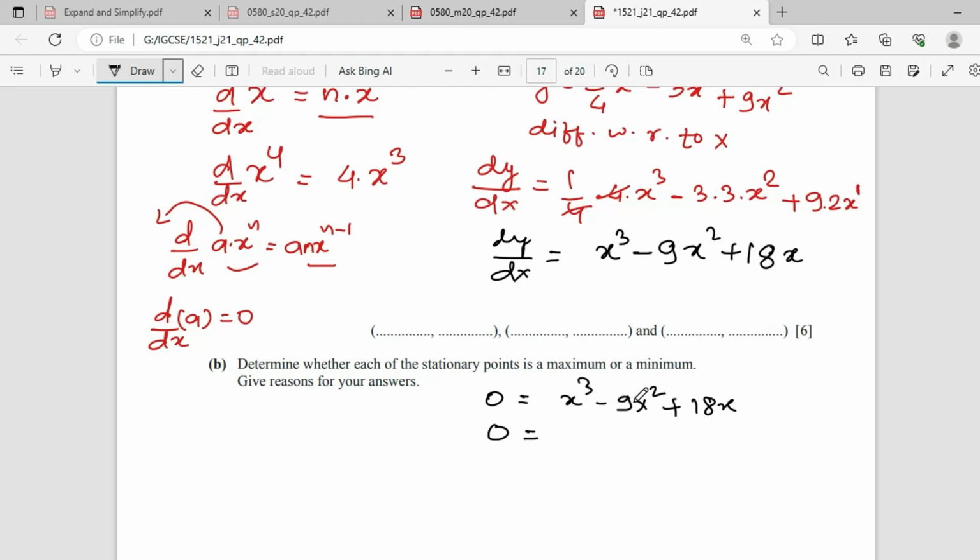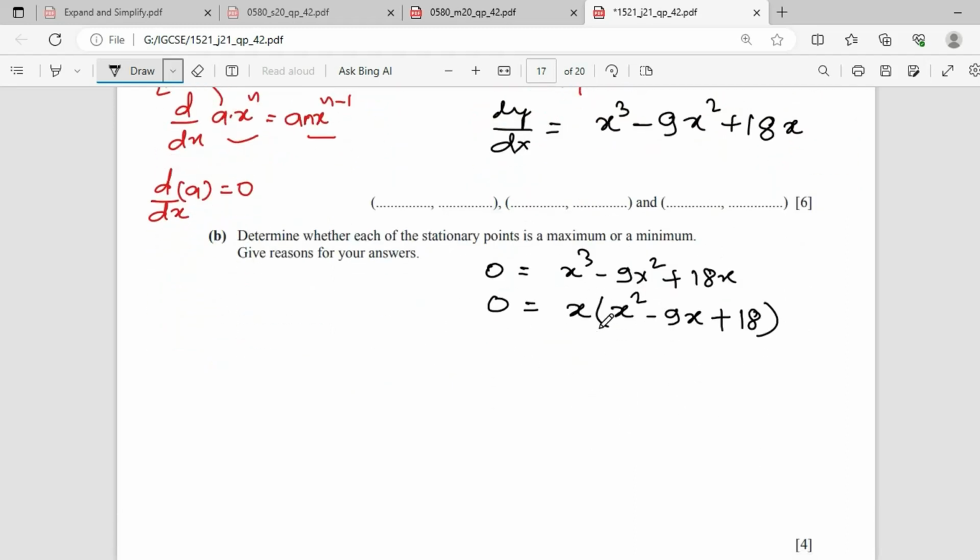If you see, x is common for all three terms, so I am going to take x common. There will be x square minus 9x plus 18. Now if the product of two functions is 0, that means either x will be 0 or x square minus 9x plus 18 is equal to 0. This is a quadratic equation, because it is equal to 0. We can use middle term factorization here. For the middle term factorization, we already have one session, and I uploaded a video you can go through.